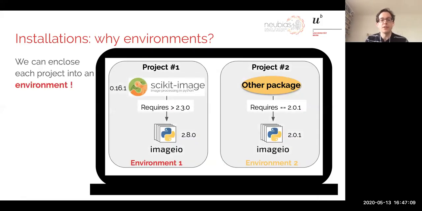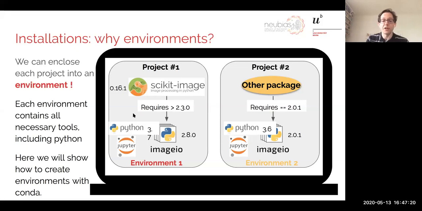So what we want is to have an environment for each project, so they're really closed on your computer, and each one can live its own life with its own versions of packages. And it's not only these two packages, you can have different versions of Python, you can have different Jupyters, so everything that you need is enclosed in this little box here, and this little box is called an environment. And then whenever you want to do something on project two, you will use environment two, project one, environment one, okay? And these things are going to be independent.